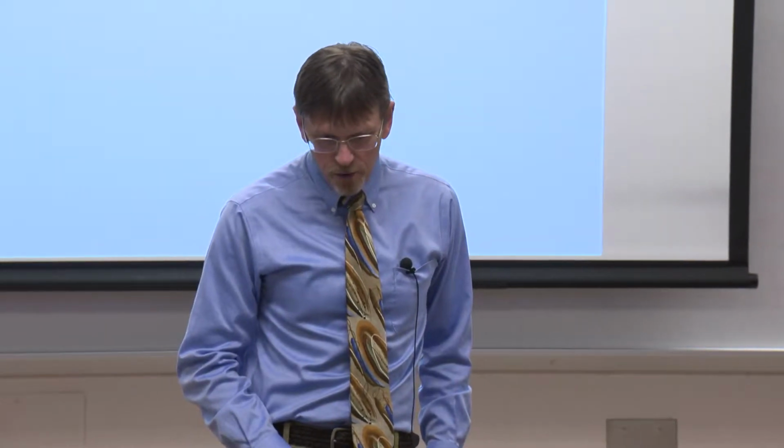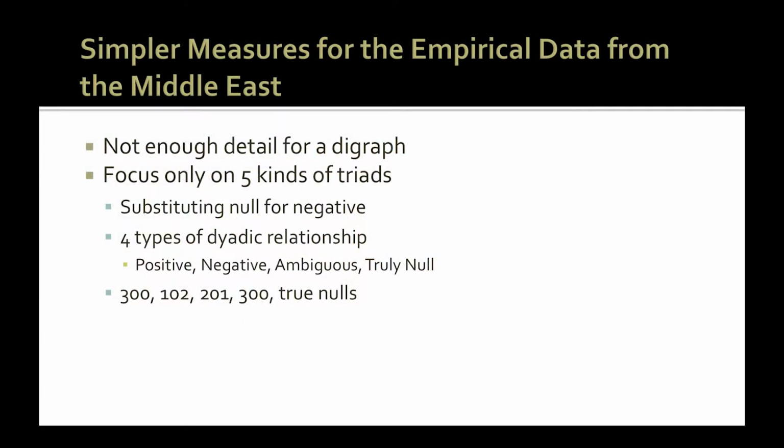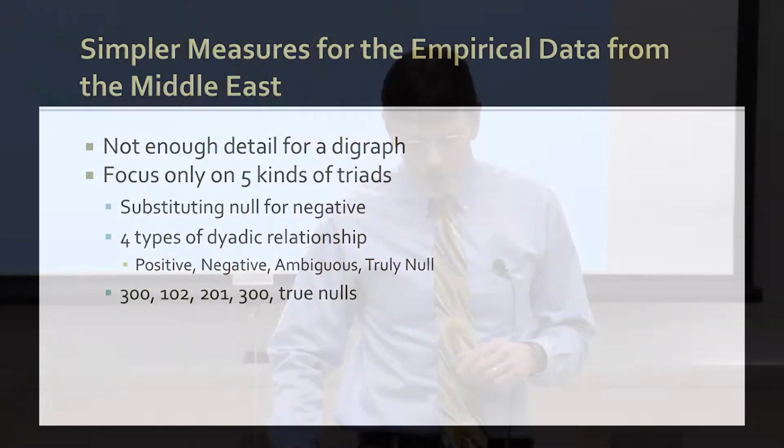We focused only on 5 kinds of triads, and these are triads where we didn't even bother with directionality or asymmetry, just because we could tell for some groups, other groups we couldn't, and it was just not going to be a very sound analysis. We substituted null relationships for negative ones so that we could do some of the math. And then we had truly null, and I'll illustrate this in a couple minutes.